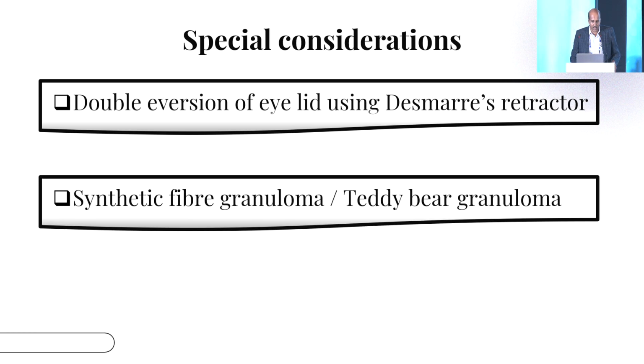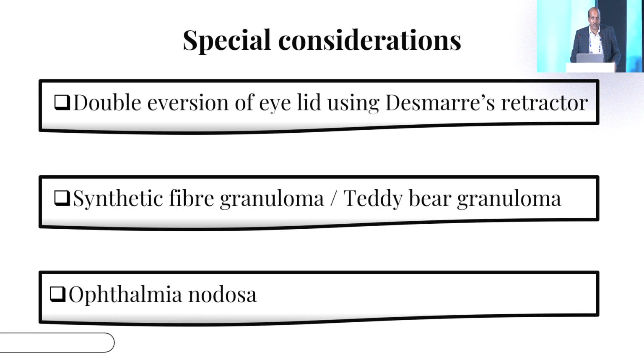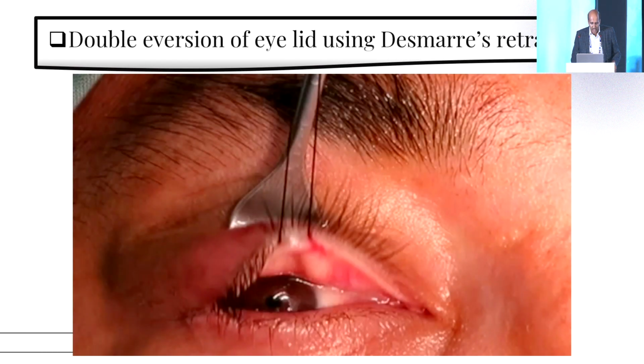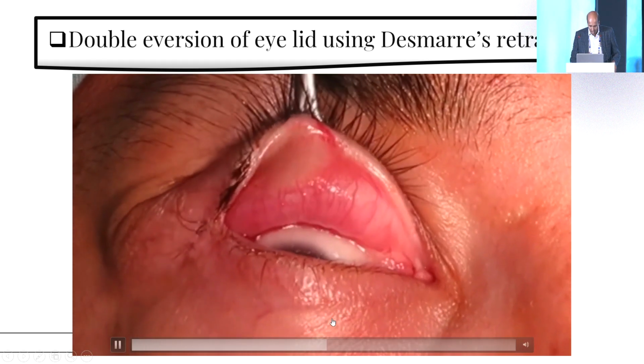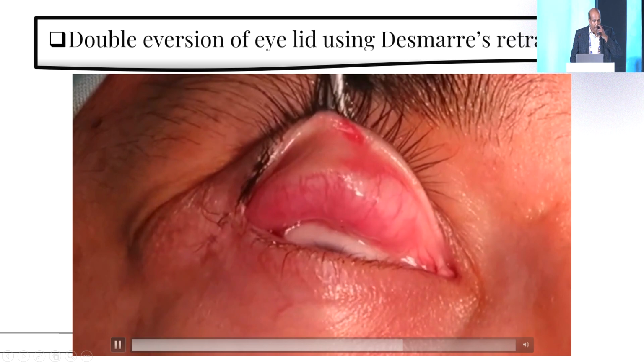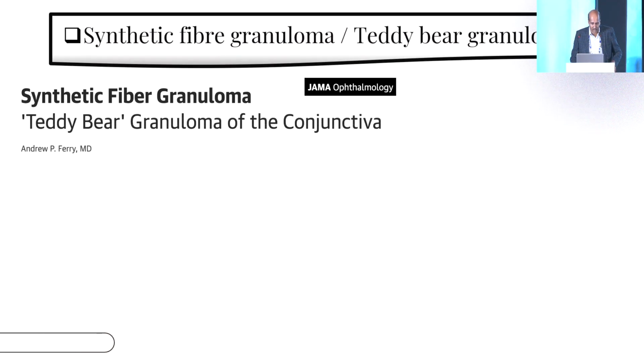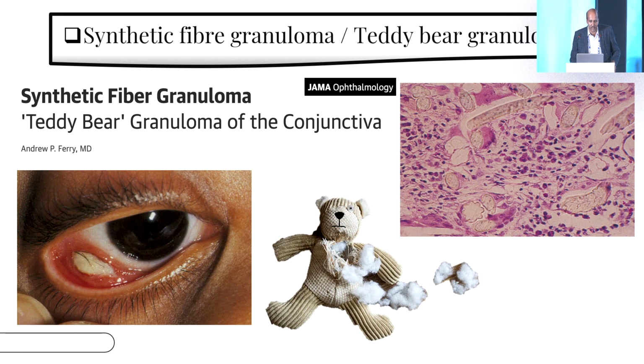Some special considerations: kids sometimes may need a double eversion of the eyelid, because you can have a foreign body that is embedded deep inside the upper fornix. So you do a double lid eversion with the Desmarres retractor, and there can be some synthetic granulomas that have been noted in the literature.